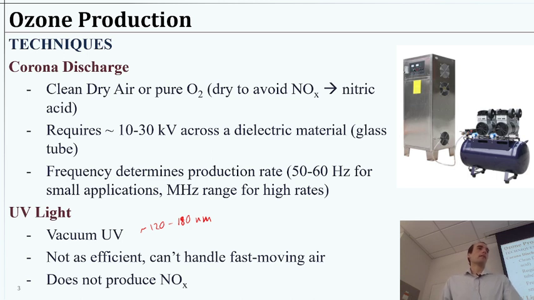You can use that and expose oxygen to that, and you're splitting the oxygen, creating these oxygen radicals that will then react with more molecular oxygen, and you'll end up with ozone. This is actually what's happening in our upper atmosphere. This is why we have an ozone layer. It's because we've got all this UV coming in, all sorts of photochemistry happening.